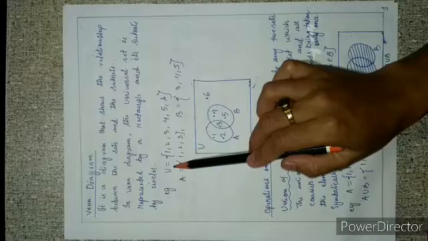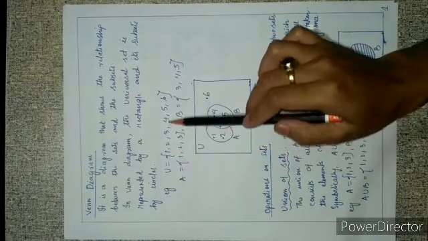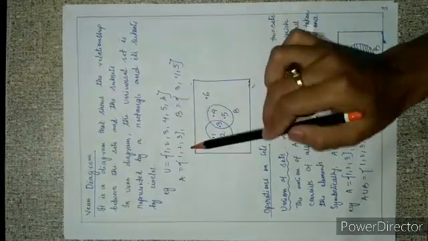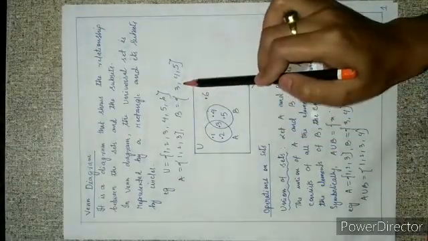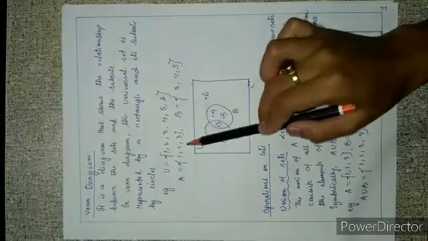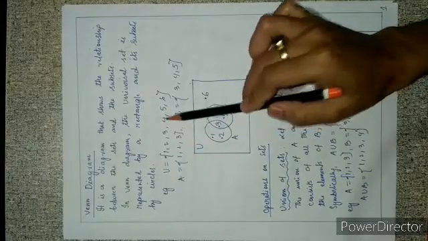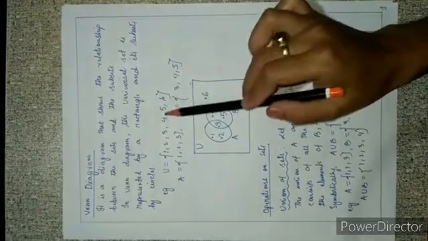Example, say consider U. U is the universal set whose elements are 1, 2, 3, 4, 5. And there are two sets, set A and set B, whose elements of A are 1, 2, 3, and elements of set B are 3, 4, and 5. All the elements of set A are in U. All the elements of set B are in U.